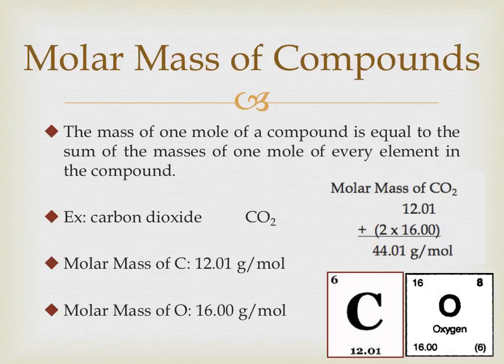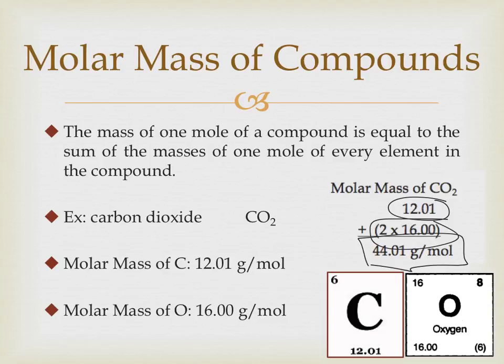Now, compounds are a little bit trickier, but the mass of 1 mole of any compound is equal to the sum of the masses of 1 mole of every element in the compound. So for example, carbon dioxide. Well, we know the molar mass of 1 carbon is 12.01, and the molar mass of 1 oxygen is 16.00. So 1 carbon plus 2 times the mass of oxygen gives us 44.01 grams per mole for the compound.